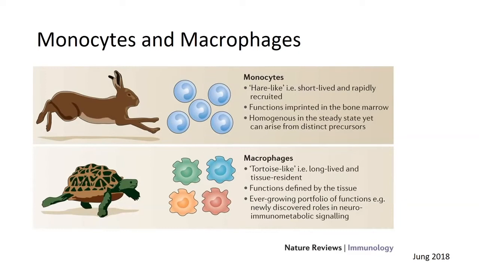Macrophages are the tortoise. So they come from two sources. There are tissue-resident macrophages, and there are also macrophages that differentiate out of monocytes. And their functions are defined by the tissue in which they reside. So different tissues have their own macrophage populations with specific functions. And they have a whole plethora of functions, including remodeling tissue after injury, and also a contribution in cancer that we're not going to talk about in this course.